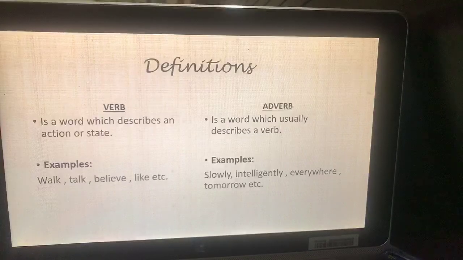Next word, verb. A verb is the most important one because it describes an action or state. For example, walk, talk, believe, like, etc. Then adverb. An adverb is a word which usually describes a verb. It may also tell you when or where something happened. For example, slowly, intelligently, everywhere, tomorrow, etc.